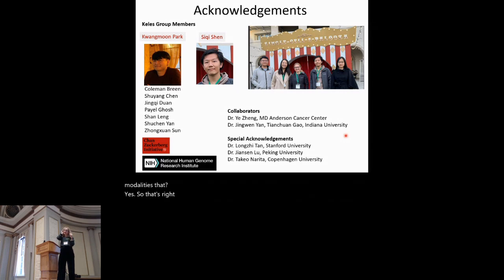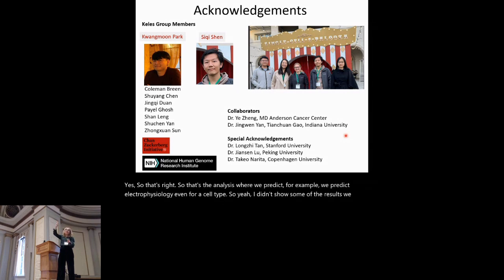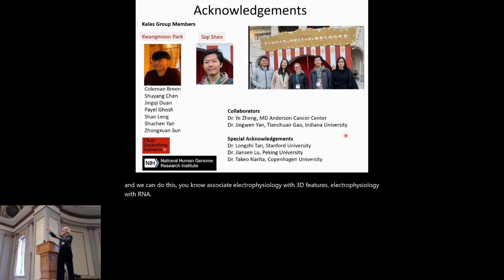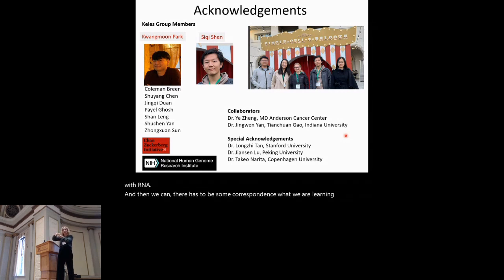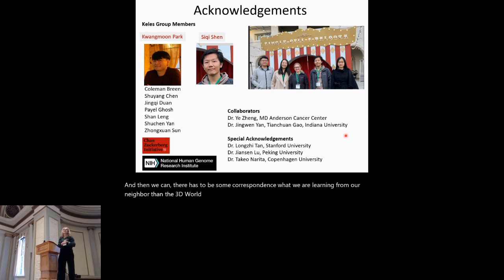So that's the analysis where we predict, for example, electrophysiology even for a cell type. I didn't show some of the results we have. There is a great deal of variability, so predicted variability. And then you can take 3D features from that cell type and look at the association. Yeah, we are finding a lot of association. And we can associate electrophysiology with 3D features, electrophysiology with RNA, and there has to be some correspondence between what we are learning from the RNA world and the 3D world. There's great correspondence, yeah. Thank you.